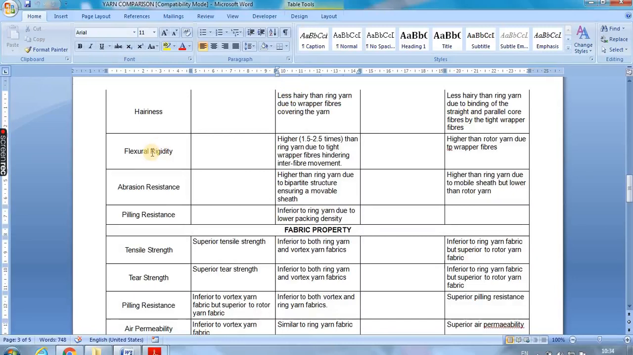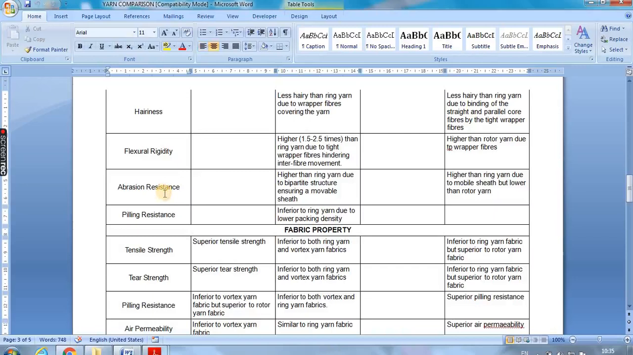Right? So next is the flexural rigidity, which we also call stiffness or bending rigidity. The wrapper fibers play a negative role here. Because of the wrapper fibers, the rotor yarns are more rigid compared to the ring yarn. The wrapper fibers wrapped around the yarn make it stiffer, so the flexural rigidity is higher because of the wrapper fibers.